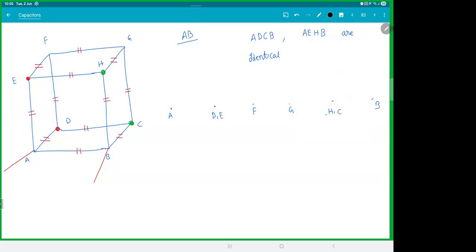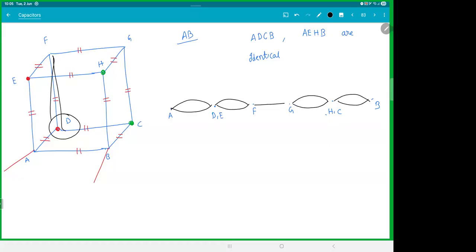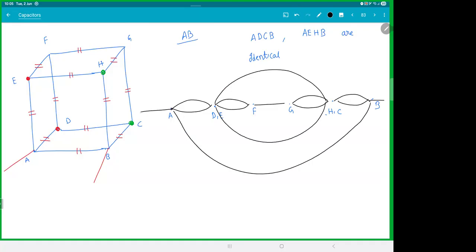Now redraw the circuit. From A to D, A to E, there are 2 capacitors. I'm just putting a line. You can put a capacitor. D to F and E to F, 2 capacitors. F to G, 1 capacitor. G to H, G to C, 2 capacitors. H to B, C to B, 2 capacitors. How many is that? 9. There are still 3 more capacitors. There is also a capacitor from D to H, D to C, and there is also a capacitor from E to H. So there is one capacitor from here, and there is one capacitor from here, and there is also one capacitor from A to B. Look at this. Each line is one capacitor.